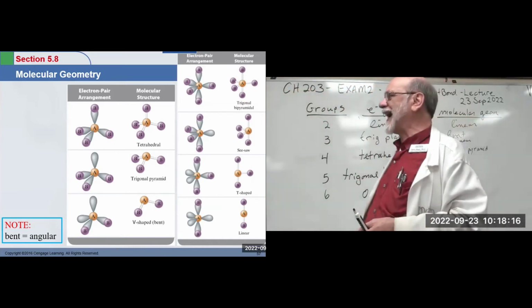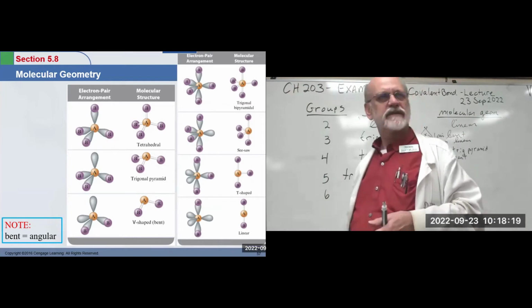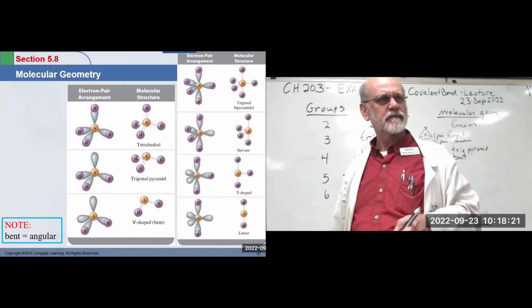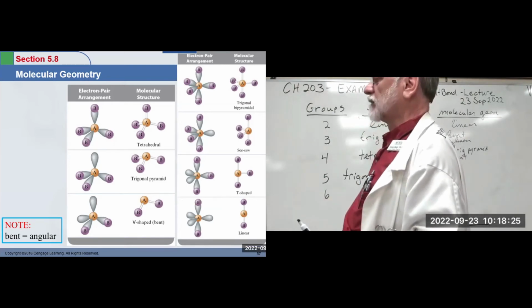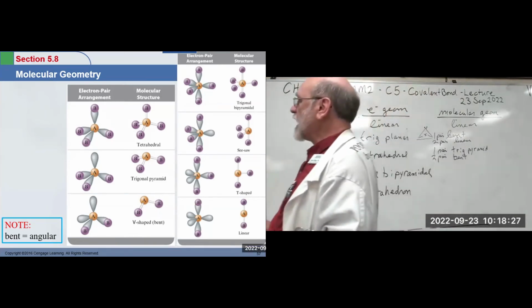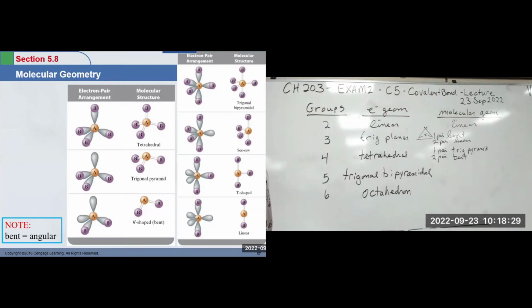Now, what about bond angles? We didn't say anything about bond angles. Most of these are fairly straightforward. In other words, for a bond angle, you need 3 atoms: the central atom and then the 2 other atoms. So we go like that and that, that's 90 degrees. So the bond angle there is 90 degrees. The bond angle here is 180 degrees.